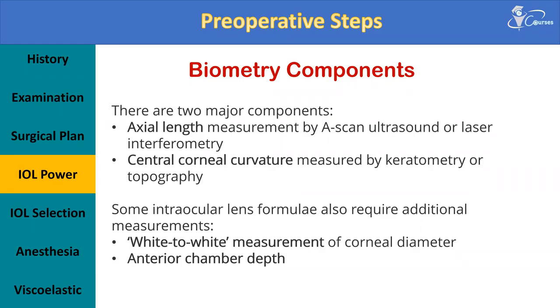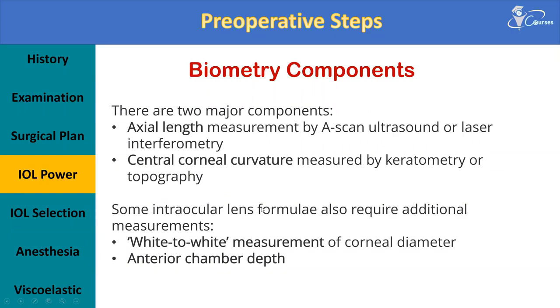The first one is the axial length, which is basically the length of the eye, measured by A-scan ultrasound or laser interferometry devices such as the IOL Master. The second parameter is the central corneal curvature. The central corneal curvature is measured by a device called keratometry, as we know from basic optics, or by corneal topography.